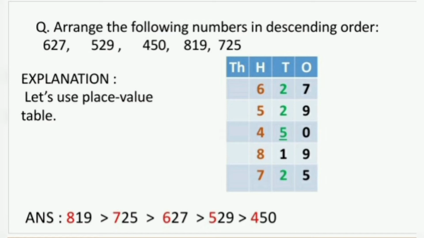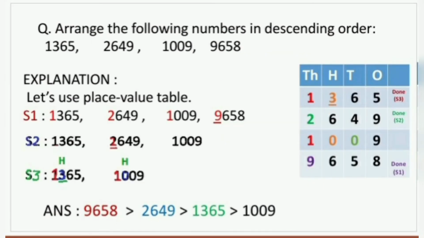So here clearly in hundreds place, all the digits are different. And when you move from greatest to the smallest, it goes like this: 8, 7, 6, 5, 4, which you can see in the hundreds place. Okay, and accordingly, the answer is also written: 819, then 725, which is greater than 627, greater than 529, greater than 450, right?